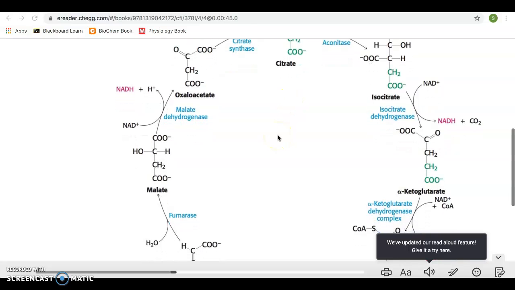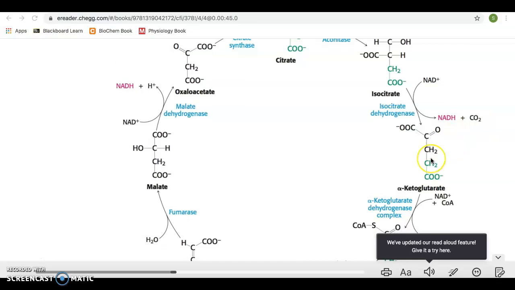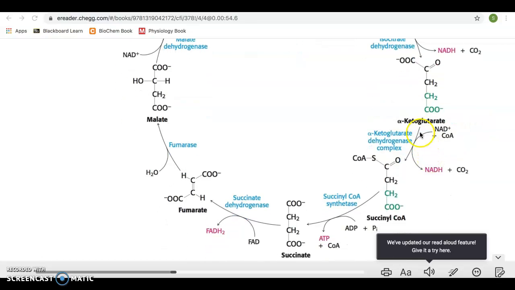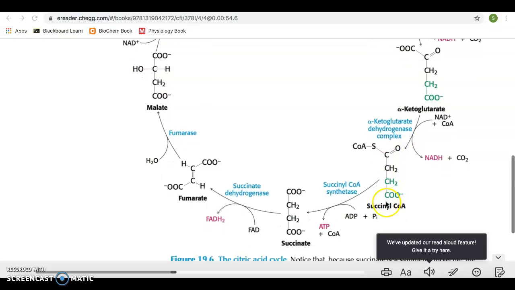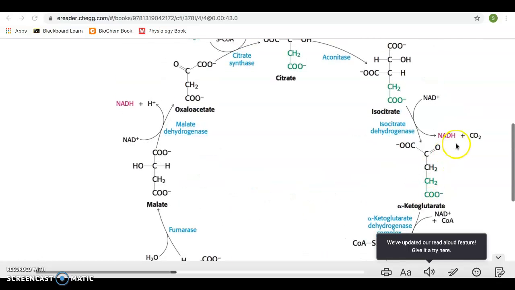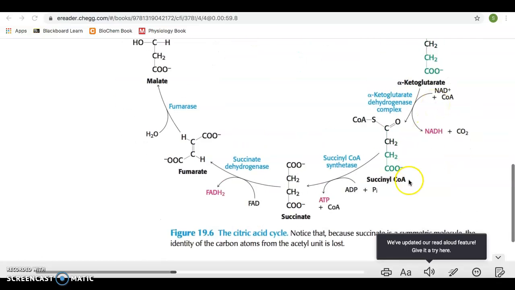And then our isocitrate, finally we have our NAD+ coming in with isocitrate dehydrogenase, oxidizing it to alpha-ketoglutarate, and that forms an NADH and a CO2. And then our alpha-ketoglutarate again oxidizes to succinyl coenzyme A with alpha-ketoglutarate dehydrogenase complex, and again we have NAD+ coming in and NADH leaving and a CO2. So far we have 2 NADHs made here.